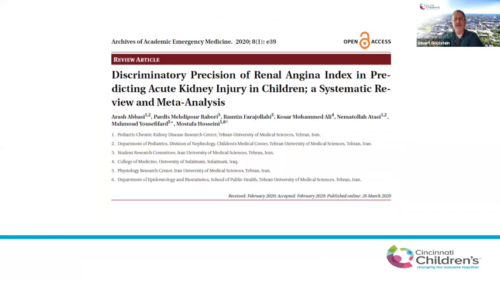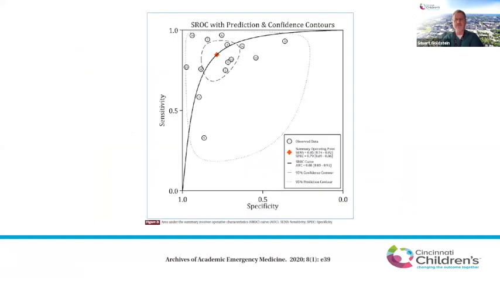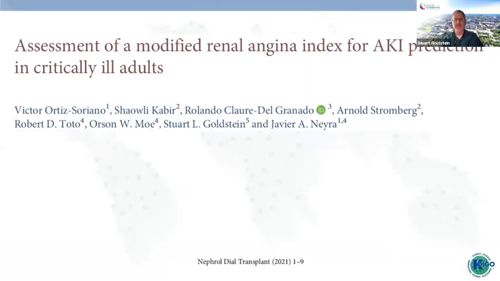There's been a meta-analysis now, a systematic review of the renal angina index in children, with 21 studies that have evaluated this, and 14 of which met the criteria for being adequate. And you can see a very good AUC of about 0.8 with a good sensitivity and specificity.